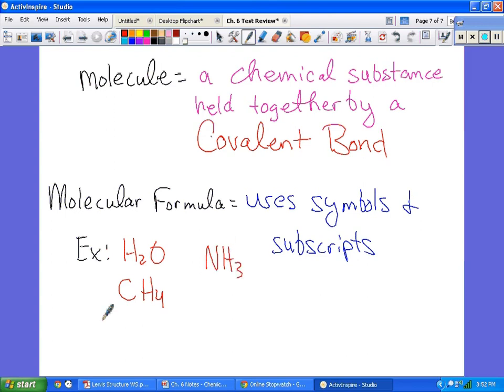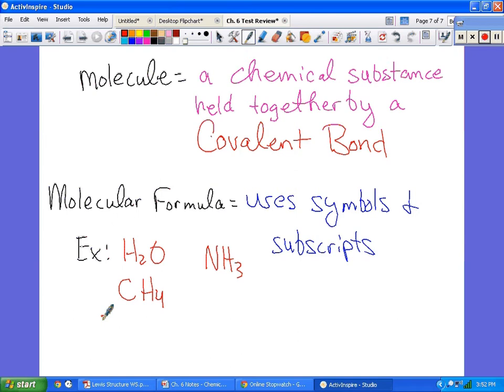Okay. All right. So a molecule is a chemical substance held together by a covalent bond. The key there is it's a covalent bond. Okay. So what is a molecular formula? What does it have to represent if it's molecular? Like it uses symbols and stuff. Yeah, it's got to represent a molecule. However, what is it telling us? It uses the symbols and the subscripts. And what does the subscript tell us very explicitly? Very good. How many of each element there are?